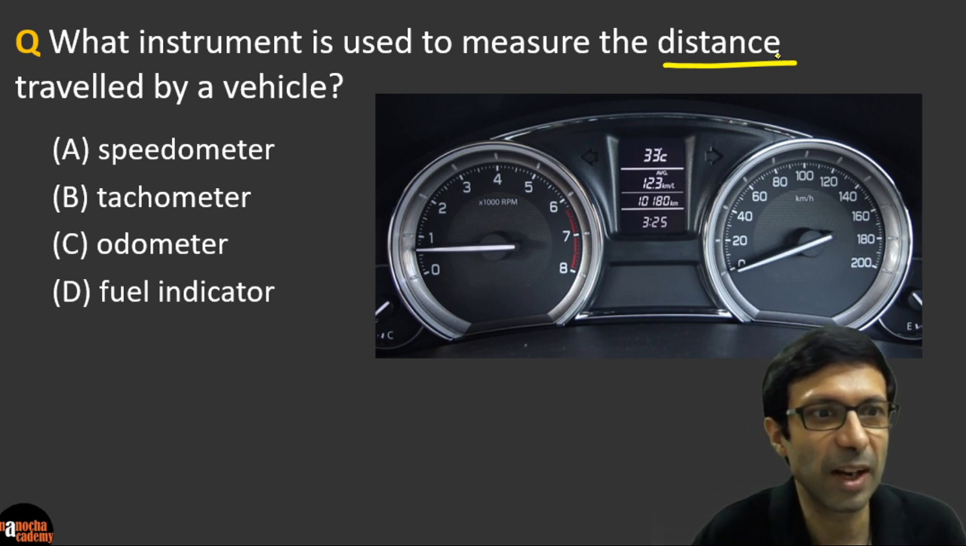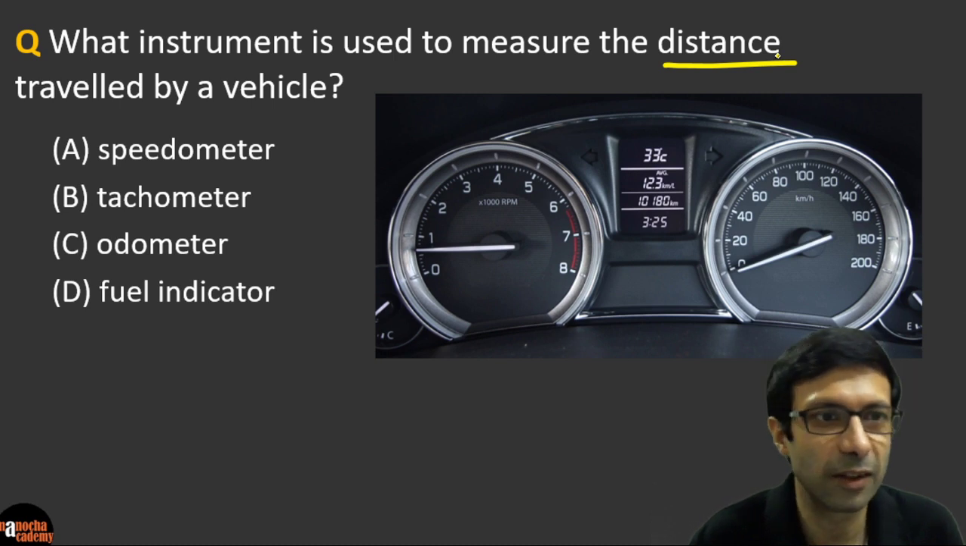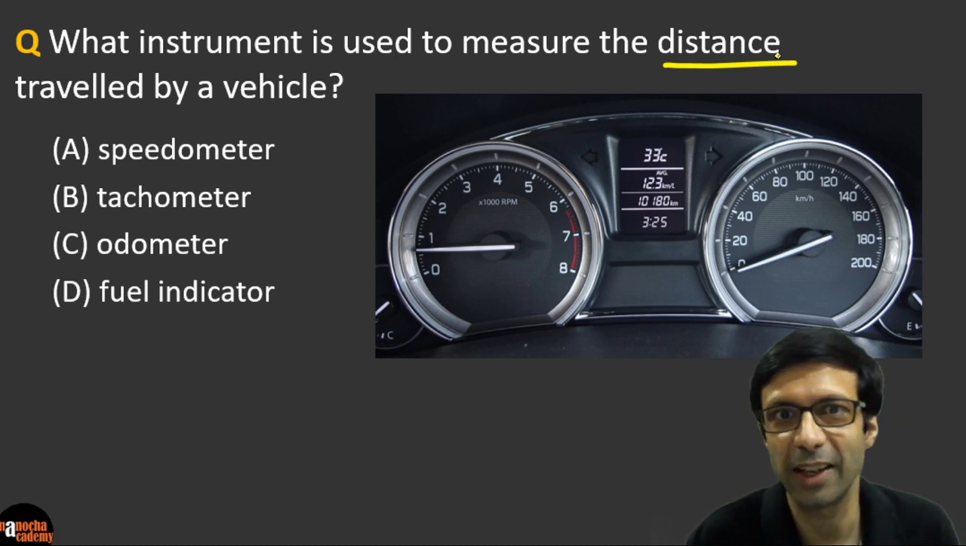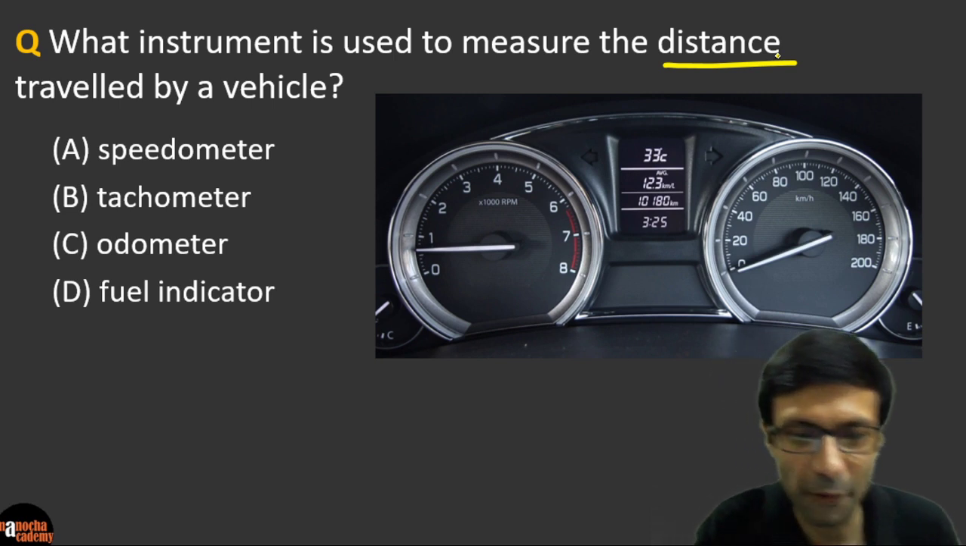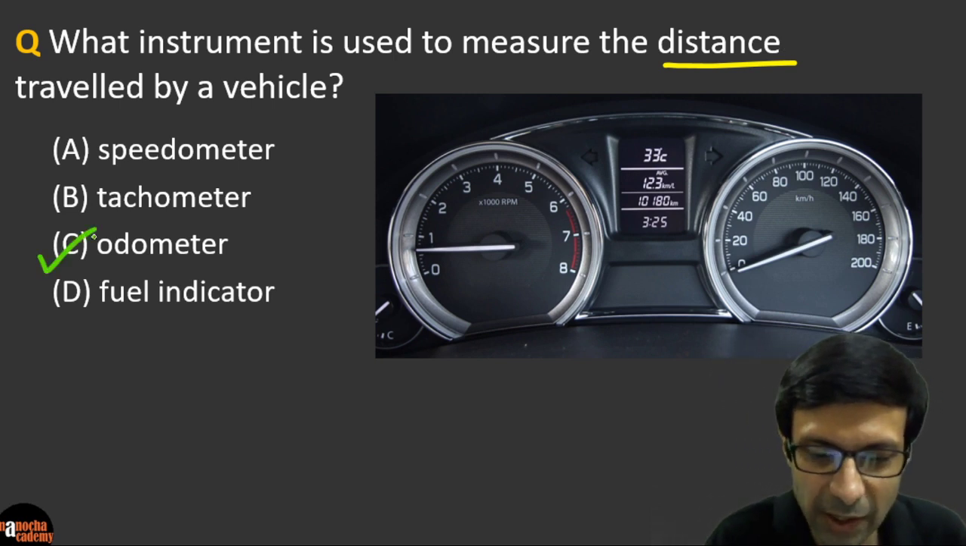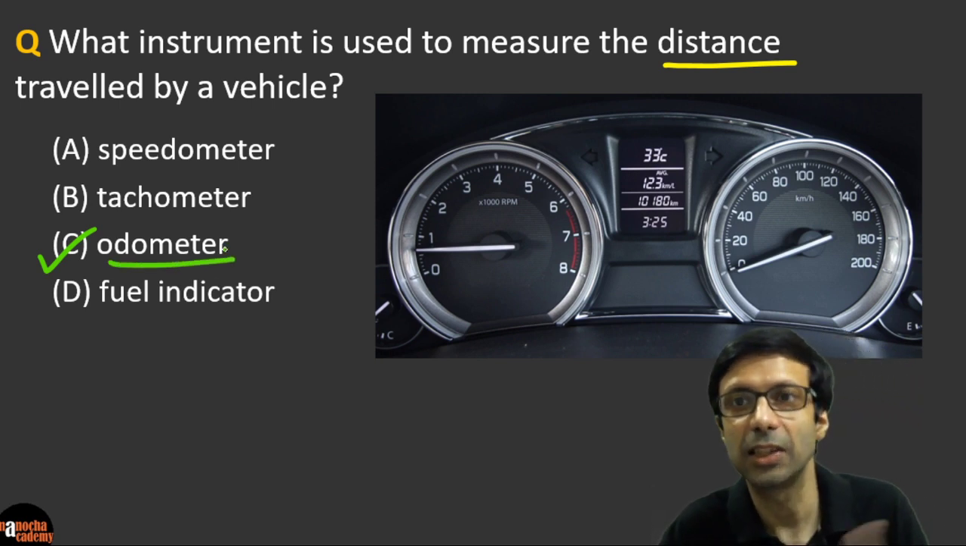So I see some people are saying C, A. What do you think is going to be the correct answer here? Some people are saying speedometer, odometer, right? What do you think is the right answer here? So very good. Most of you have got the correct answer. The right answer is odometer, because the odometer gives the distance traveled.